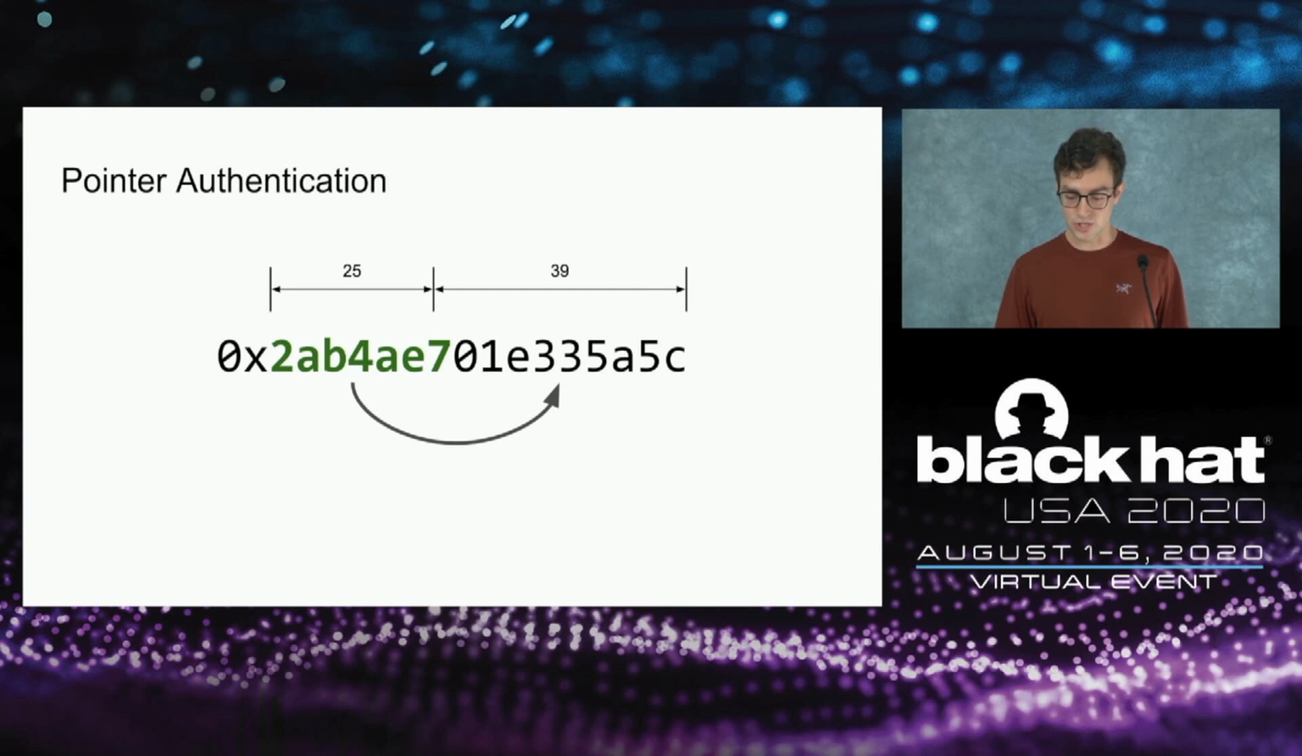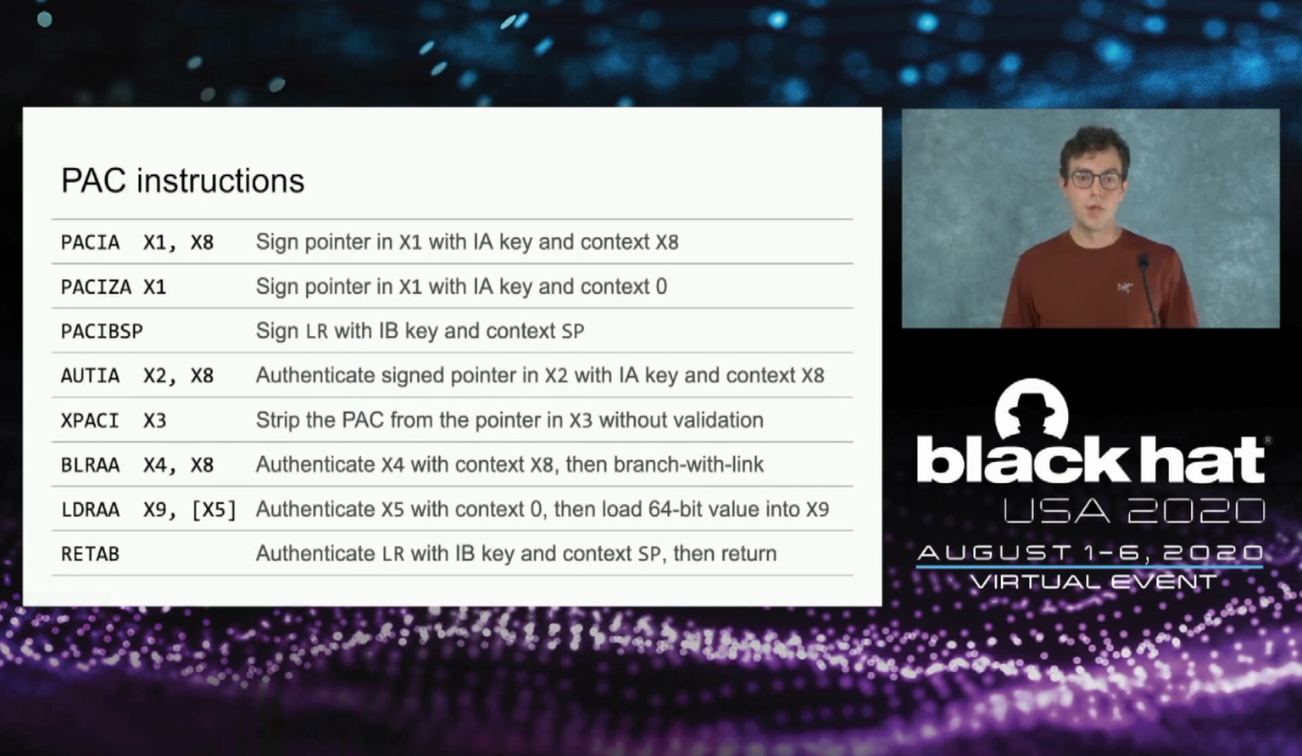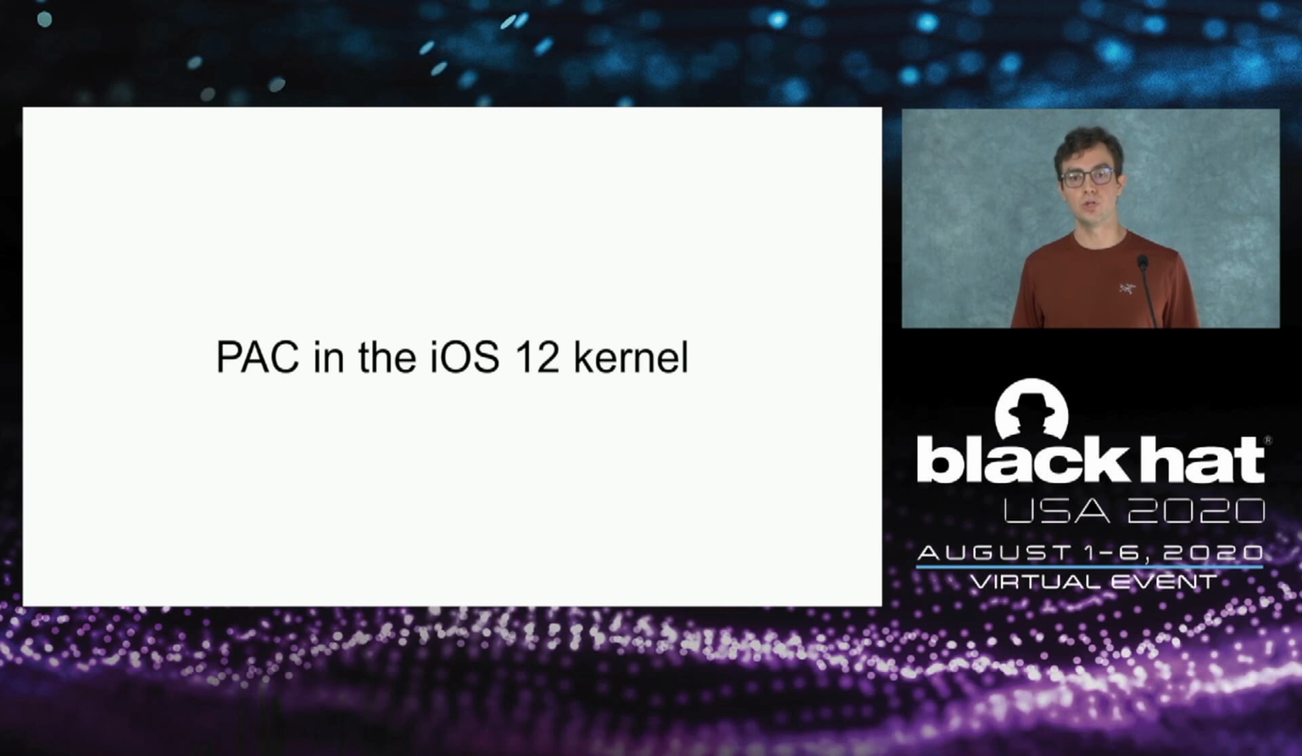What that allows us to do is basically ensure that these pointers can't be tampered with during the operation of the kernel, even if you have a kernel read-write primitive. If an attacker tries to modify these pointers, using the pointer should cause a kernel panic. There are a number of different instructions provided by the ARM architecture. I'm not going to go into these in detail, but these are the instructions that you use to manipulate pointer authentication codes.